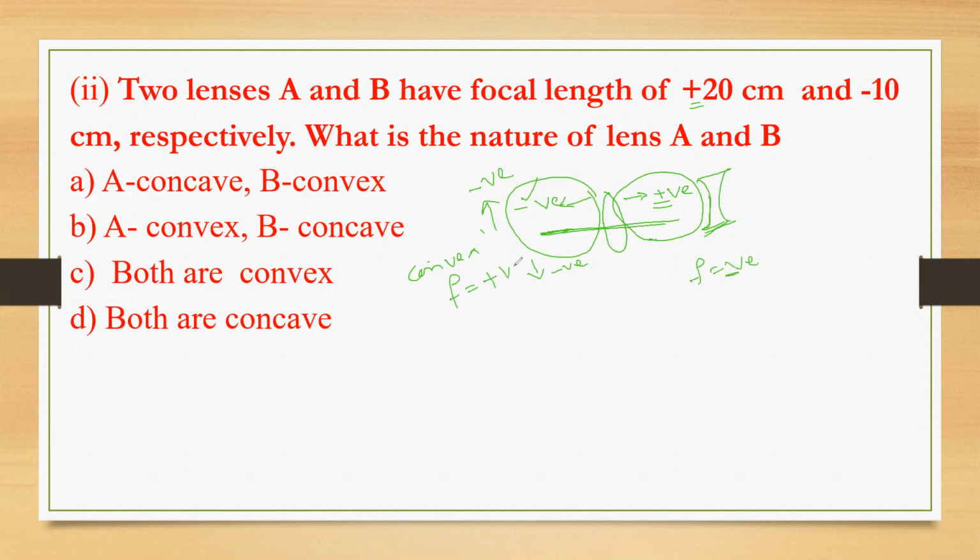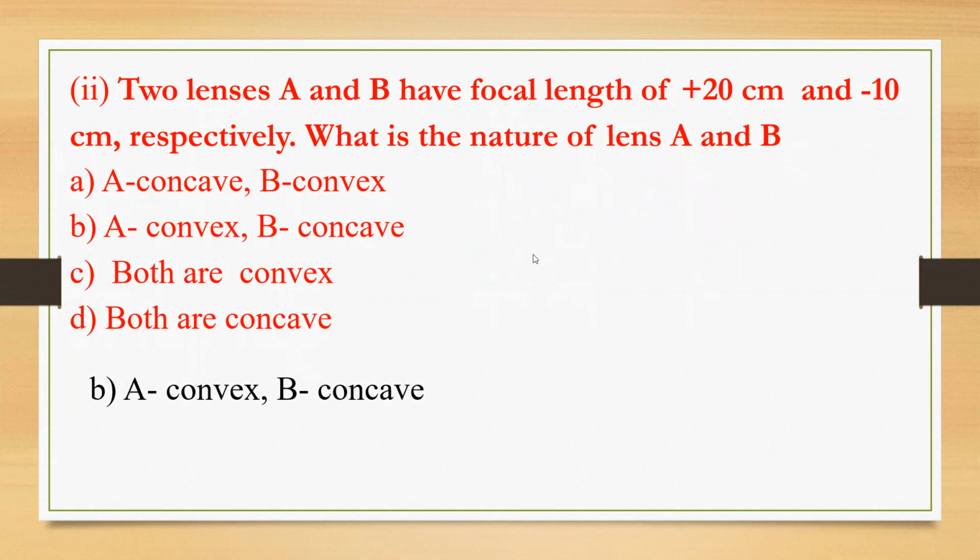So what will be the correct option? B will be the correct option. A is positive. Positive indicates it is a convex lens. Negative indicates it is a concave lens. Option B is the correct one. See the answer? Understood? Sign conventions you have to remember in many ways. It's very helpful. Then move to another question.